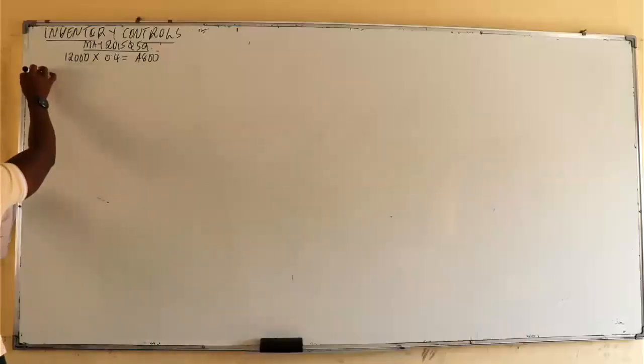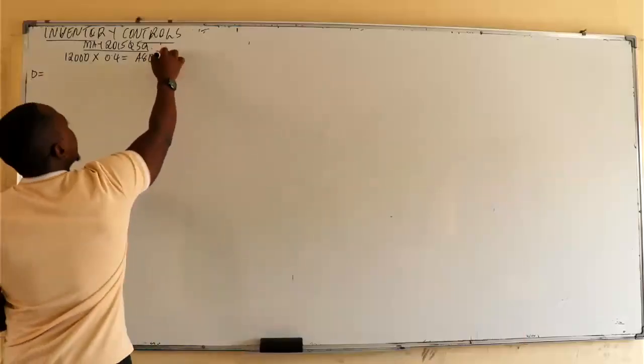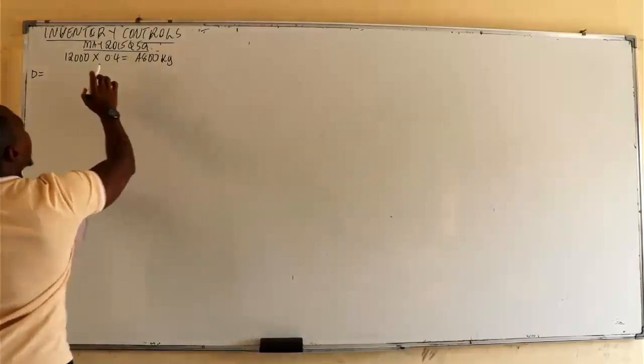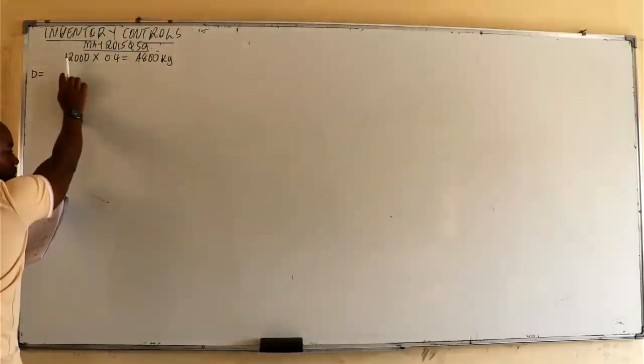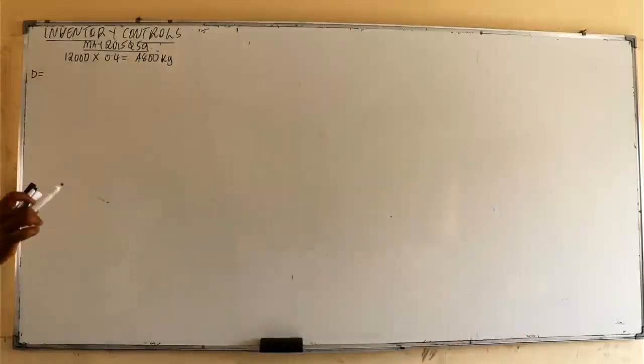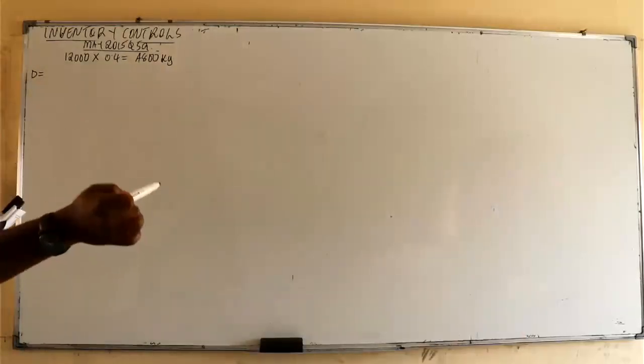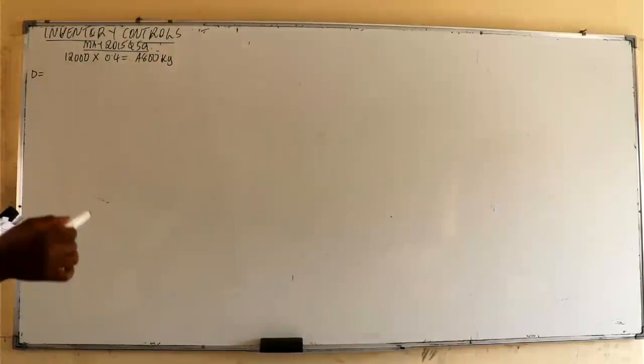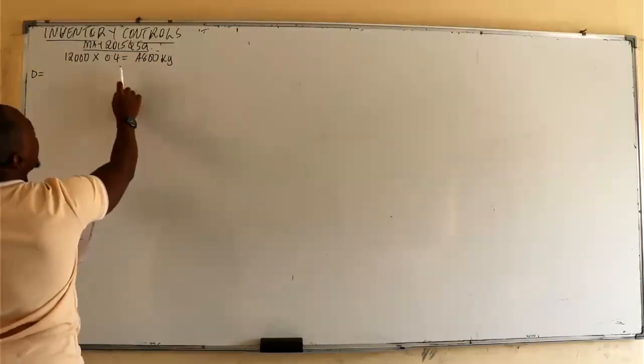D is the annual demand. Now, this is what we need. The annual production or the demand for the product is 12,000, but we're not evaluating that product. To make that product, we require the raw material. Now, that raw material is what we need to purchase. That's what we're evaluating, of which to make one unit requires 0.4.